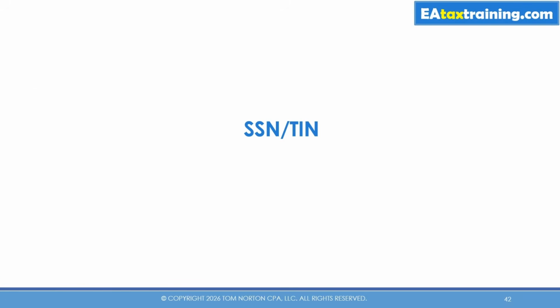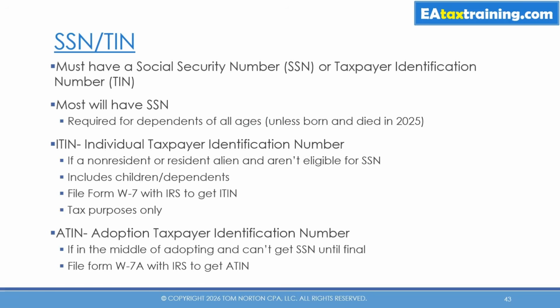So everyone on the tax return, the taxpayers, the dependents, need to have either a Social Security number or a taxpayer identification number known as a TIN. So again, they have to have one or the other. Most of them are going to have a Social Security number, and this is required for dependents of all ages. So if you've got a dependent on the tax return, then you need to show their Social Security number or their TIN. The only exception is if you have the unfortunate circumstance of having a baby that was born and died in 2025, then they do not need a Social Security number, but all of the other dependents do.